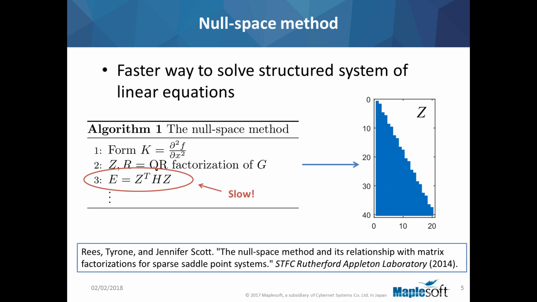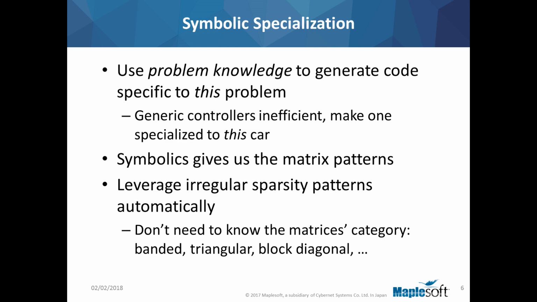So I started looking around at how you can do this in different ways. And what we found is that symbolic specialization really helps speed this up for our client. And so what is symbolic specialization? You're using your problem knowledge to generate code that is specific to this problem. So we're going to generate code specific for that multiplication. Basically, if you have a generic controller, I say controller here because it was a model predictive control example, generating generic code is inefficient.